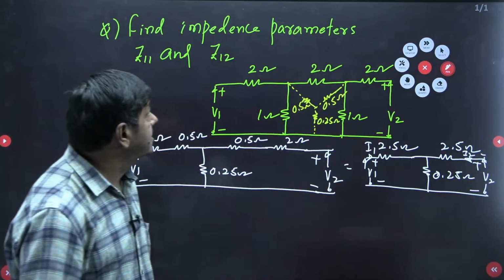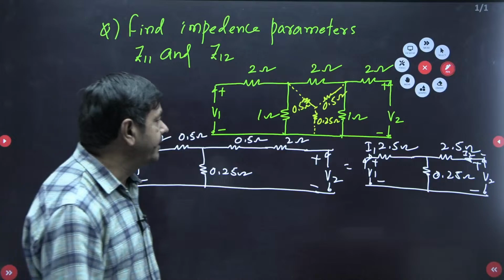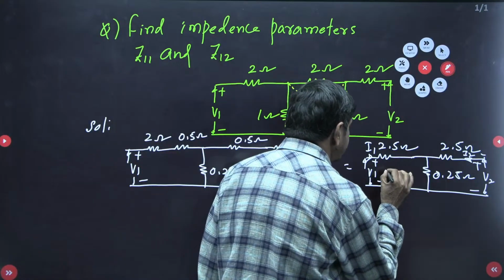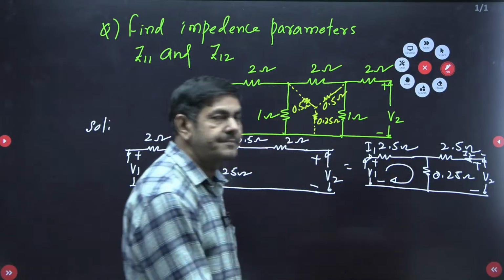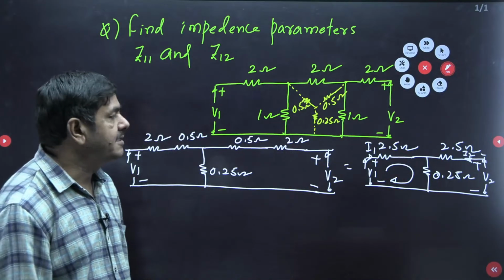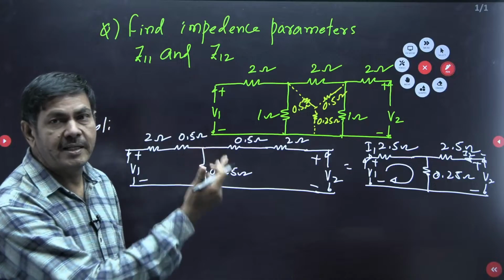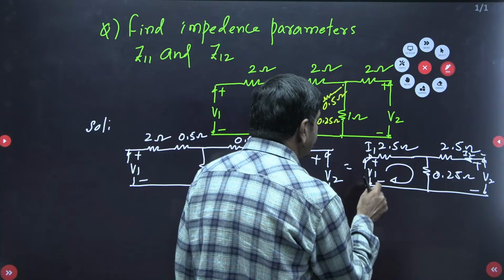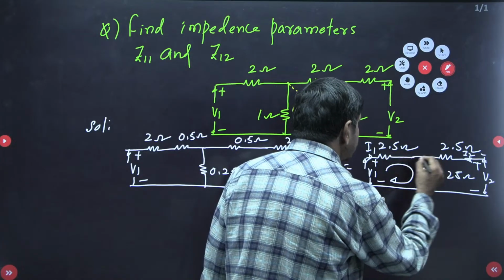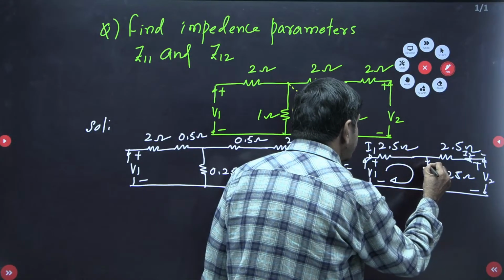But I want Z11 and Z12, that we can get only from the one loop, it is enough. Just apply the KVL in this direction, both values you can get directly. Z11 and Z12 you can get only from that loop directly. When I applied the KVL in this side, I can note down this current is nothing but what? This is I1, this is I2, this is nothing but I1 plus I2, you know very well.